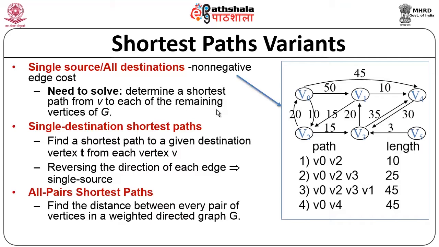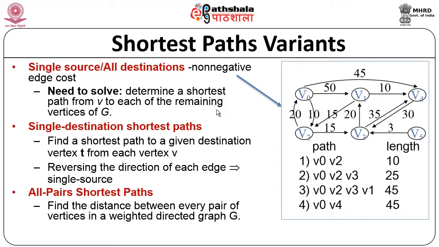So, for example, here we have a single source V0, and we want to find the paths: V0 V2, that is 10, V0 V2 V3, 25, V0 V2 V3 V1, 45, V0 V4, 45. So, from the single source V0, we have to find the shortest path to all the other vertices V2, V3, V1 and V4. So, that is the problem.